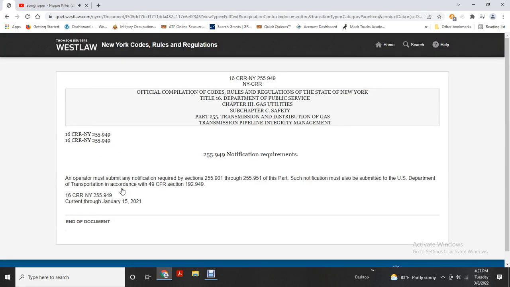Notification requirements. The operator must submit the notifications required by 255.901 through 951. Such notifications must be submitted to the U.S. Department of Transportation according to Title 49 CFR 192.949.